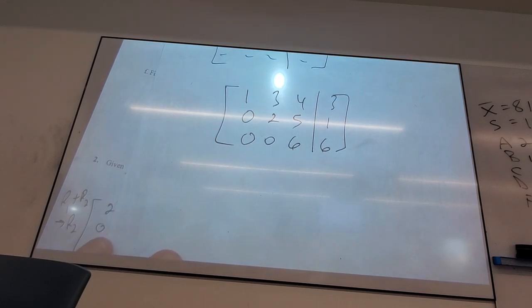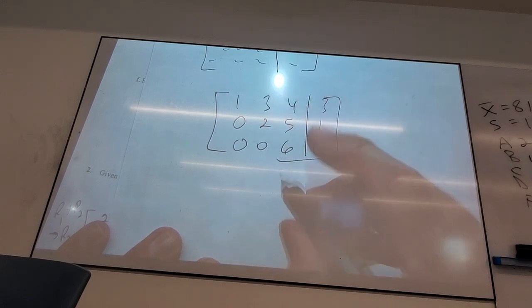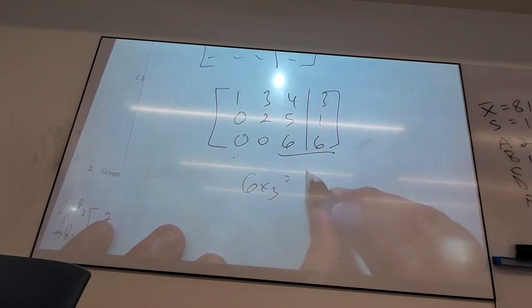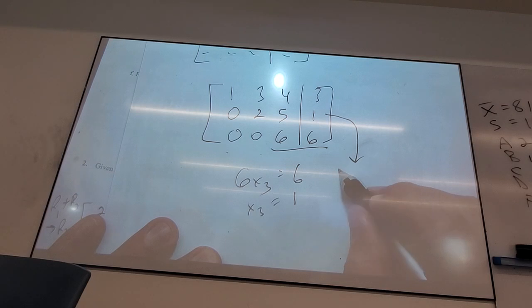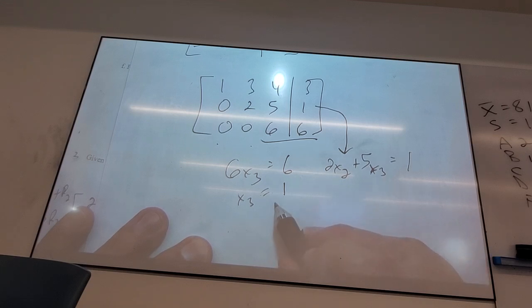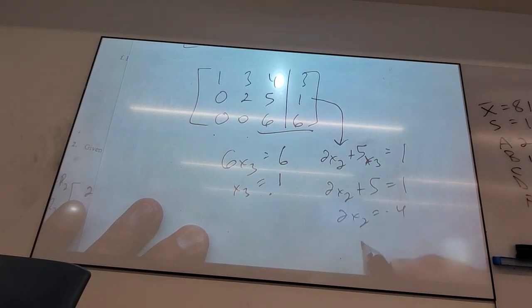Like that, yes? What does this last equation say? And when in doubt, this is x1, x2, x3. So 6x3 equals 6. Therefore, x3 is 1. What's the second thing say? 2x2 plus 5x3 equals 1. Do I know what x3 is? Yes. So 2x2 plus 5 equals 1. 2x2 equals -4, x2 equals -2.